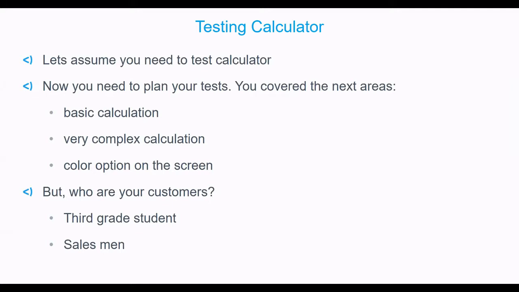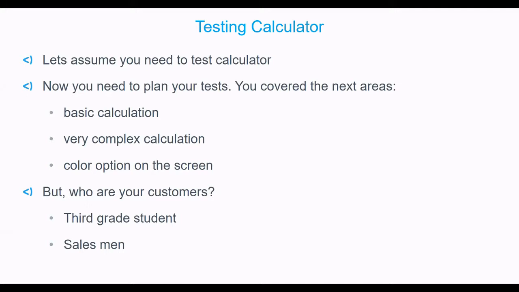Now, what you need to know is that we have two kinds of customers using this calculator. One of them is a third grade student. What he cares about is only the size of the screen and the keyboard. And the other customer is a salesman who is always working outside and only cares about the screen readability in direct sunlight, because this is the place where he uses the calculator.